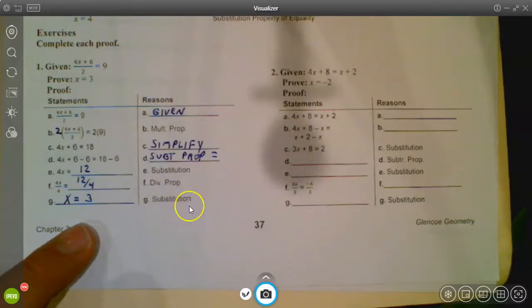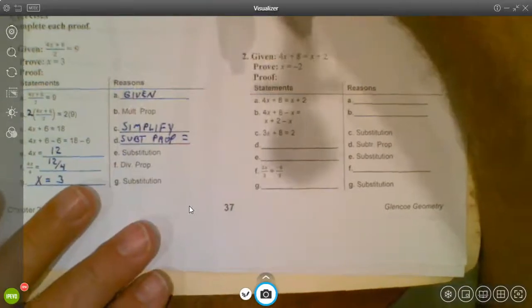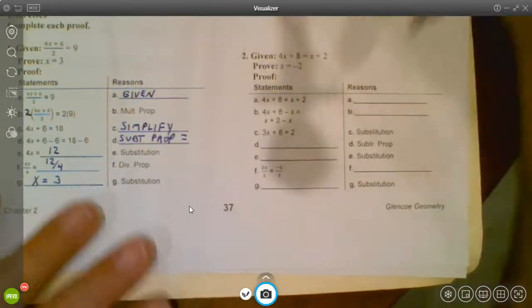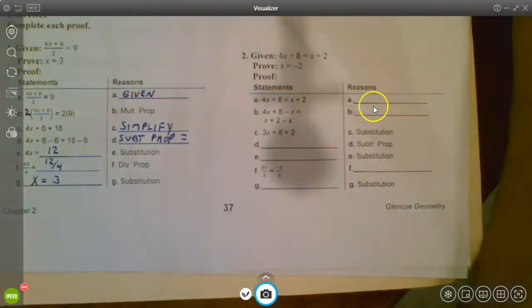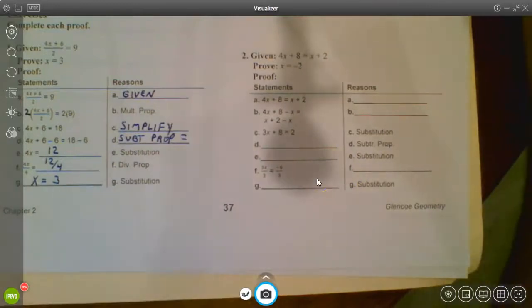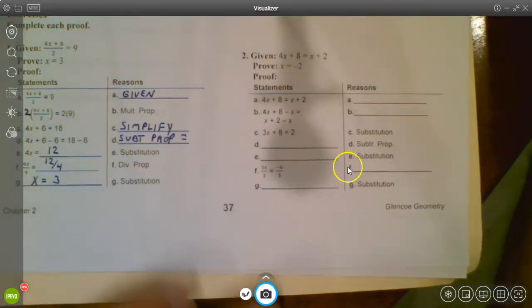They say substitution. Guys, what I would encourage you to do at this point is try this next one on your own. So this is a great place to pause the video, give this one a shot, see if you can fill in the blanks, and then play the video and see how you did.